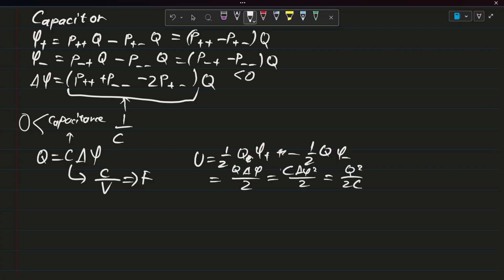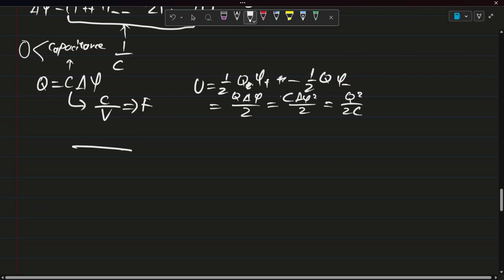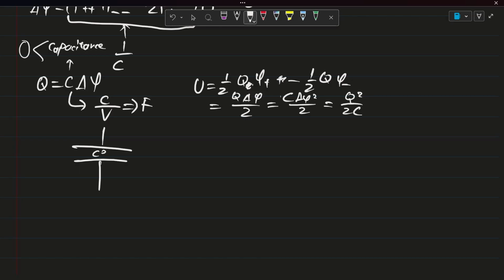So maybe we could try to think about a certain example, and one of the most popular examples for a capacitor is the parallel plate. So let's try to figure out what the capacitance of this parallel plate is. Maybe we have already charged this. So let's say we have this potential here to be phi positive and phi negative. So we would have the delta phi here. And let's call this distance d. So therefore we could get the electric field. It's delta phi over d.